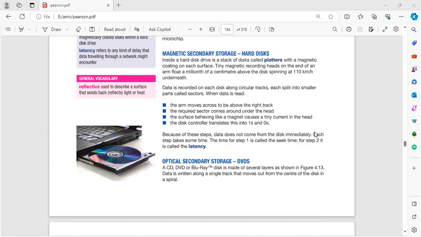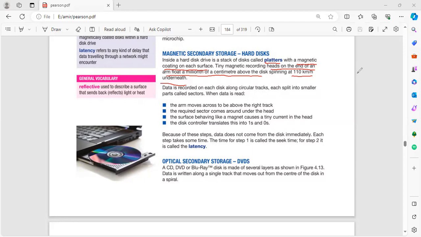Now here it says inside a hard disk drive is a stack of disks called platters, with a magnetic coating on each surface. So each platter has a magnetic surface, with a tiny magnetic recording head on the end of an arm floating a millionth of a centimeter above the disk, spinning at high speed underneath. So the read write head moves.